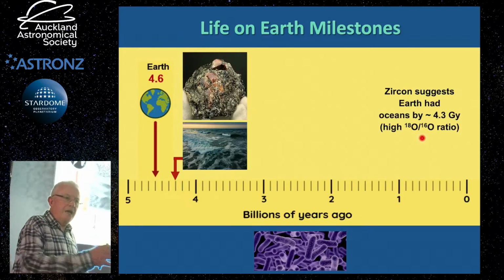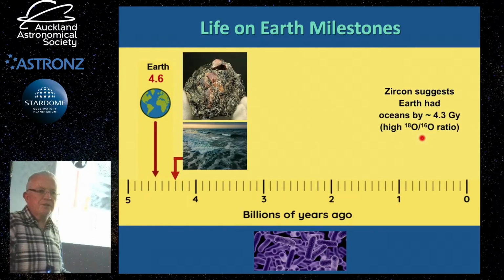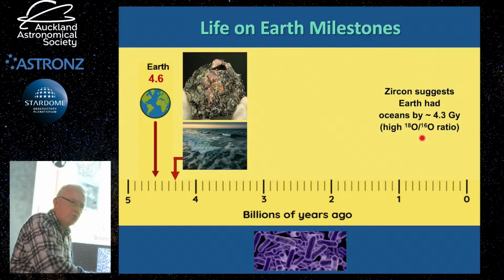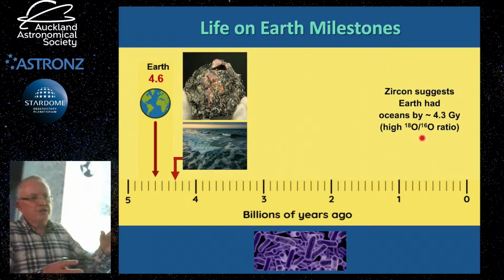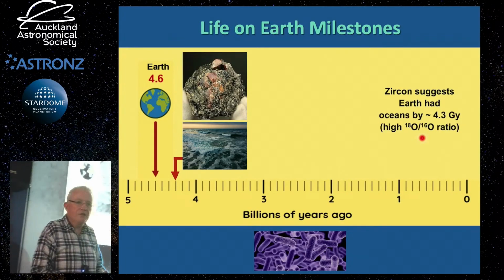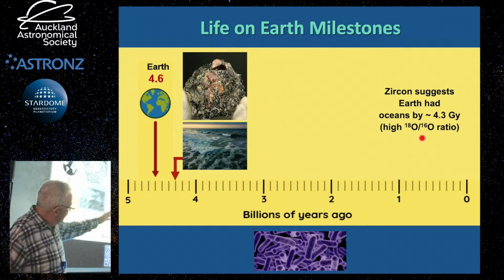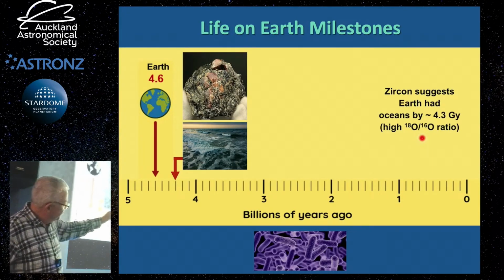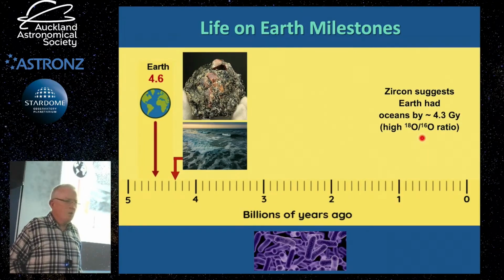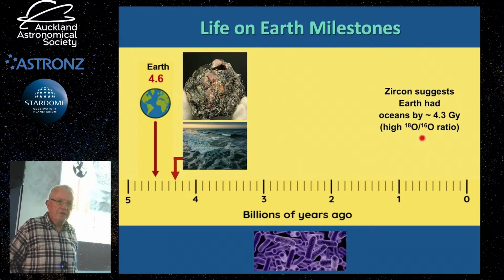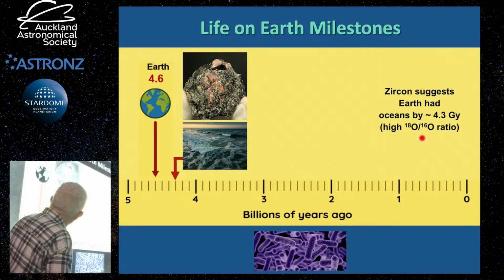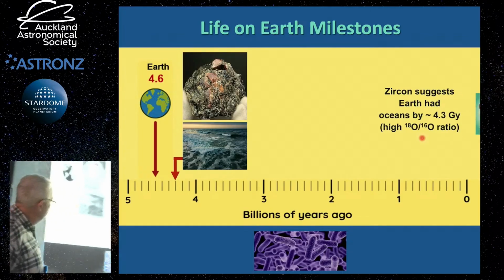Oxygen loves to react with things. And when the oxygen in water reacts with rocks, you tend to get development of more of the oxygen 18 isotope. So with an unusually high ratio of 18 to 16 isotope with oxygen, that tells you there's only one thing that would have done that: water interaction, rocks with water interacting with one another. So that's interesting. So they put that there at about 4.3 billion years ago.